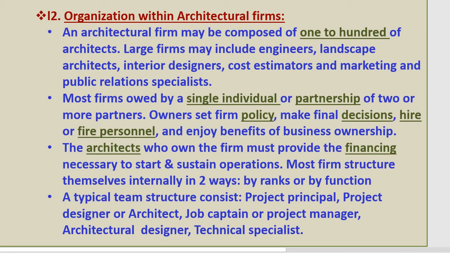So that's why most companies start with a single individual, and after that they form a partnership of 2 or more personnel and enjoy the benefits of business ownership. Architects who own the firm, who helm the firm, must approve the financial decisions necessary for sustained operation. The typical team structure consists of a project principal, project designer, architect job captain, project manager, architecture designer, and technology specialist.